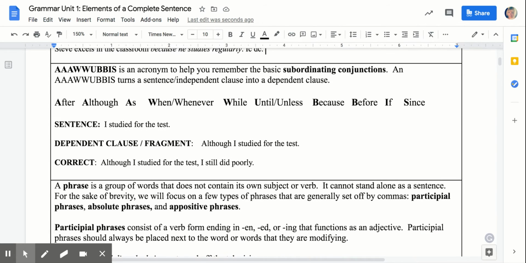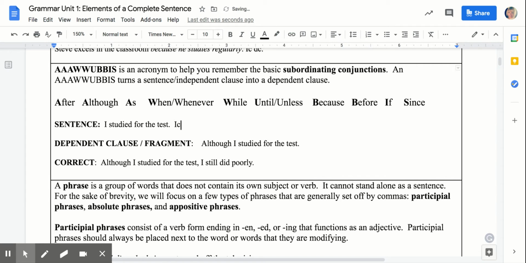Okay, so let's review some subordinating conjunctions. If you can memorize this quick little acronym, these are some basic subordinating conjunctions that will help you create dependent clauses. Okay, after, although, as, when, whenever, while, until, unless, because, before, if, or since. So here's a basic sentence. I studied for the test. Who or what is this sentence about? I. What did I do? Studied. Subject, verb. Independent clause.